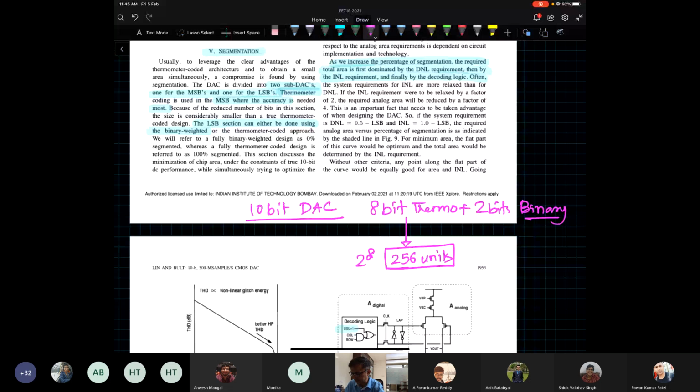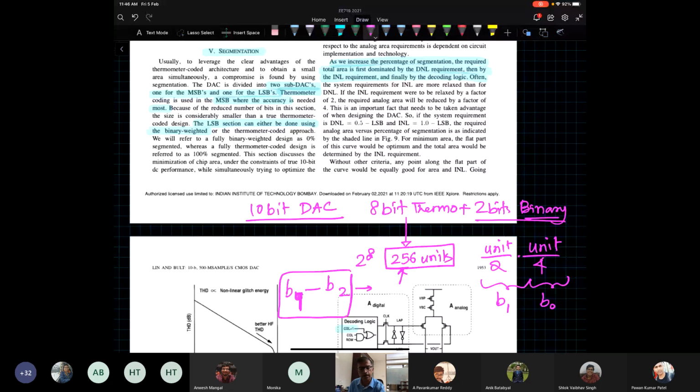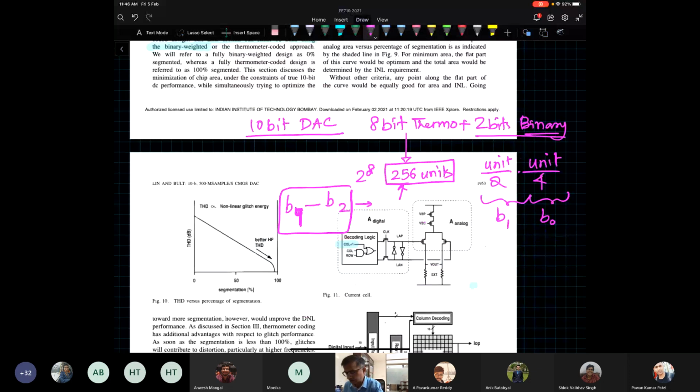They will turn on one at a time as I start going up in this 8-bit code here. And these 2 bits will be basically unit divided by 2 and unit divided by 4. So this represents B0, this represents B1, and these 256 units will be the result of B9 to B2. So B9 to B2 will give me a total of 256 units, when I go from 000 to 1111, and that's what we do. All right, so now let's get into the design aspect of it. How do you get into transistor level design? Let's go through that.